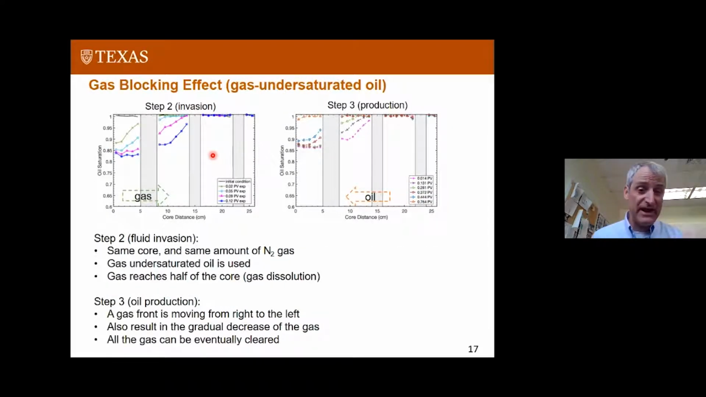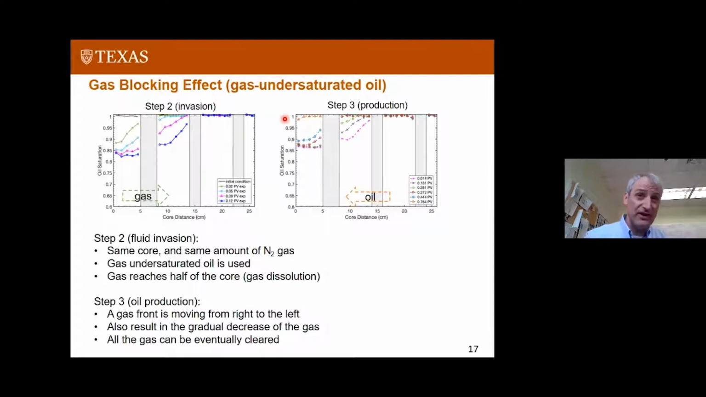The same amount of gas that's invaded doesn't go as far, which is not surprising because some of the gas is dissolving into the oil as the invasion takes place. Okay, and then we do the production. We see, with time, a front where basically we dissolve the gas away, and eventually, after 0.7 pore volumes, we get back to the initial state.